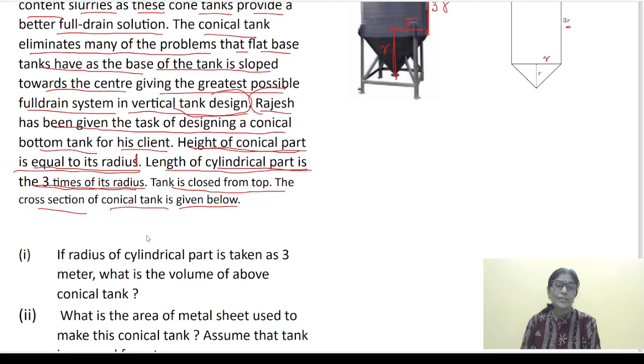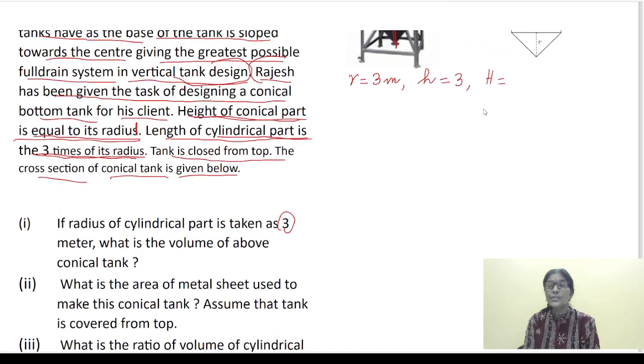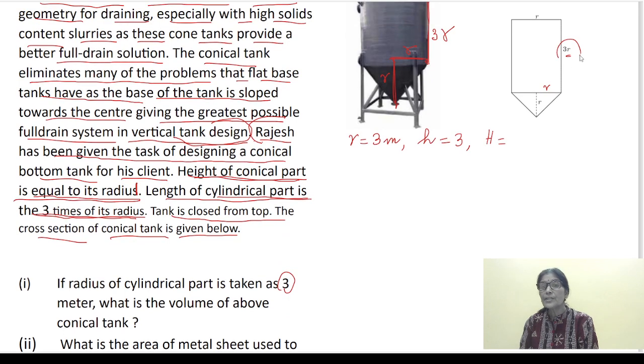First question is, the radius of the cylindrical part is taken as 3 meter. R is 3 meter. So height of the cone is also 3. And height of the cylinder is already given as 3 times the radius, so 3R. I have been writing capital H for the cylinder and small h for the cone, because we will put them in the formula. We should distinguish which one is small h and which one is capital H, because small h is not meant for all the heights.